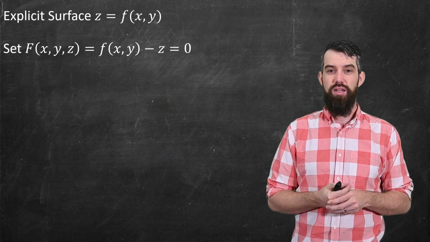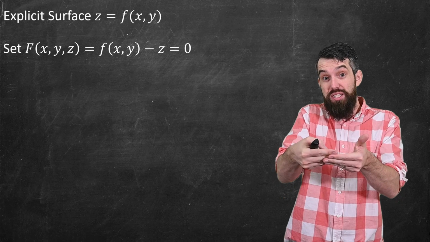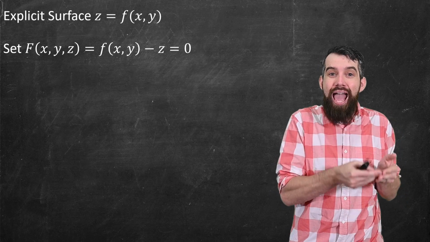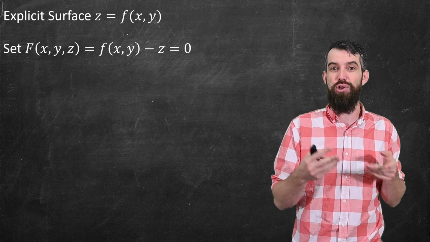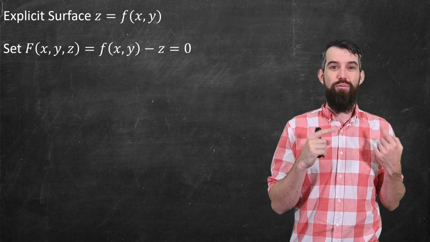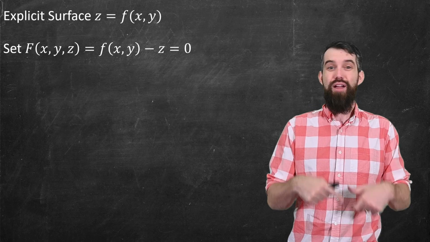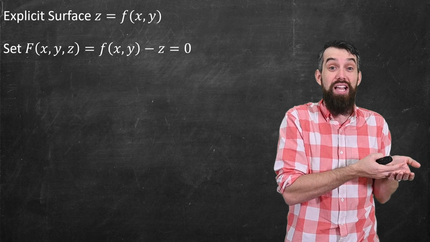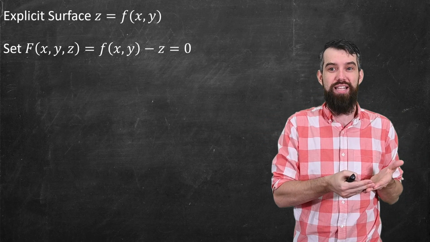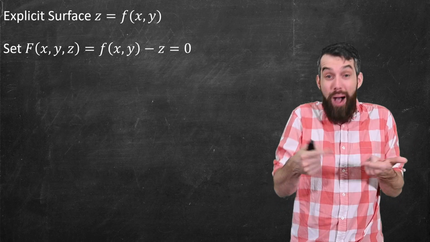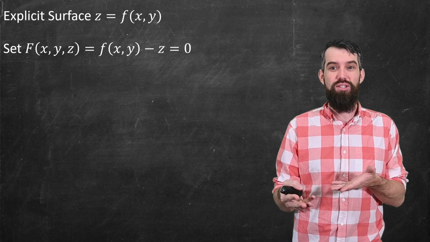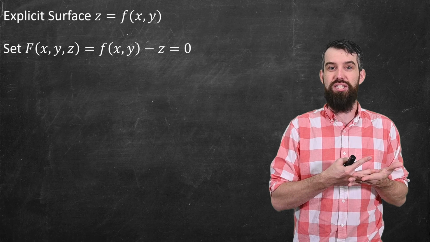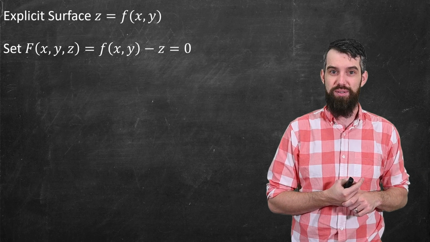So that was our formula for implicit surfaces, but now I want to do a formula for explicit surfaces, where z is a function of x and y. And really what we're going to do is just say every explicit surface can be thought of as an implicit surface. So for example, I can come up with a capital F of x, y, and z, which is just f of x, y minus z equal to 0. So the level surface of capital F is just the same thing as this explicit surface.